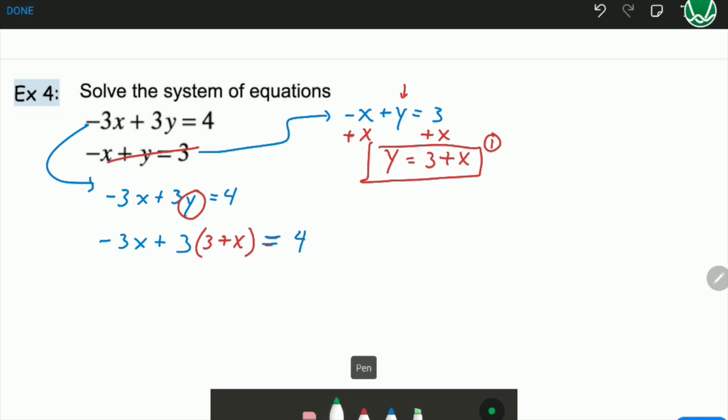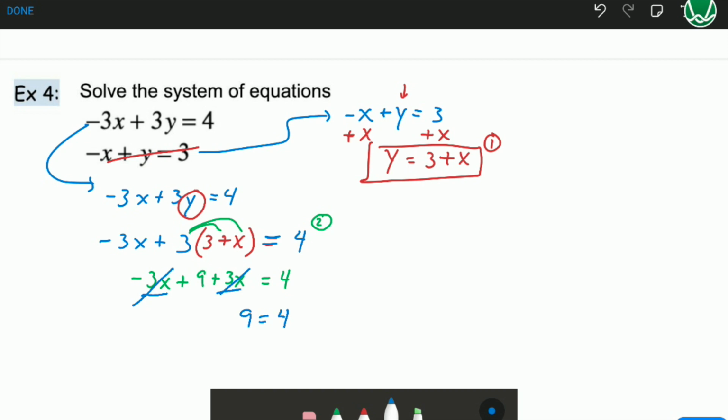Go through and solve. So that was step 2 there. And then step 3 is to solve. We'll distribute: negative 3x plus 9 plus 3x equals 4. Combine like terms. Negative 3x and positive 3x. Uh-oh. We're canceling out. We have an issue here. No, nothing was done wrong. It just happens to be that the variables cancel out.